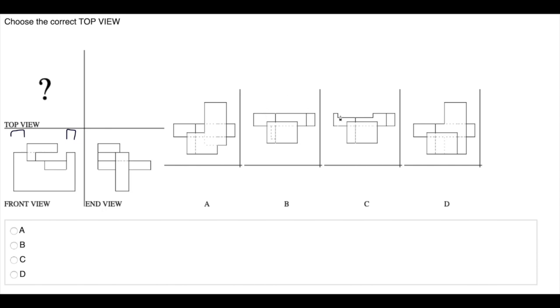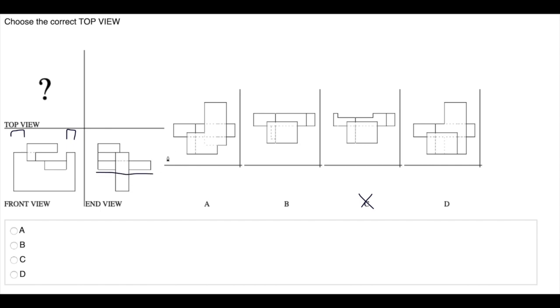C, that's not long enough, so it can't be C because the width isn't the same as the front view. And in D, we don't see any of those lines, so D is also a choice. Usually you would eliminate two choices, but in this circumstance, it's only one. Something I recognized between the answer choices were A and D were a lot longer than B and C.